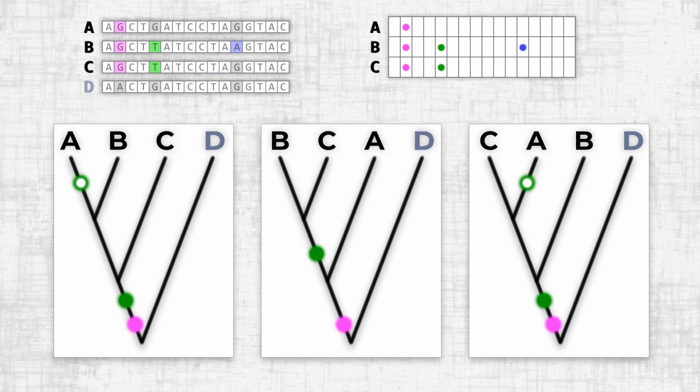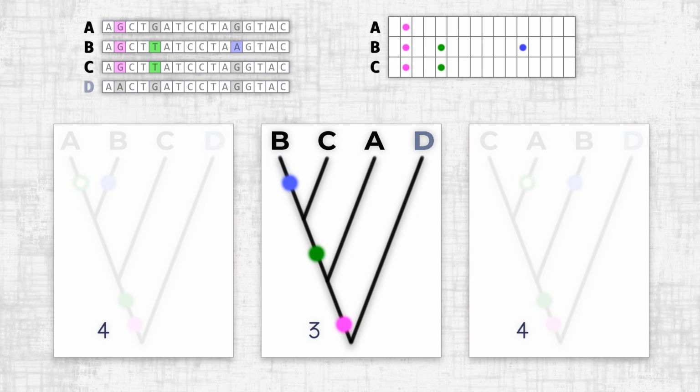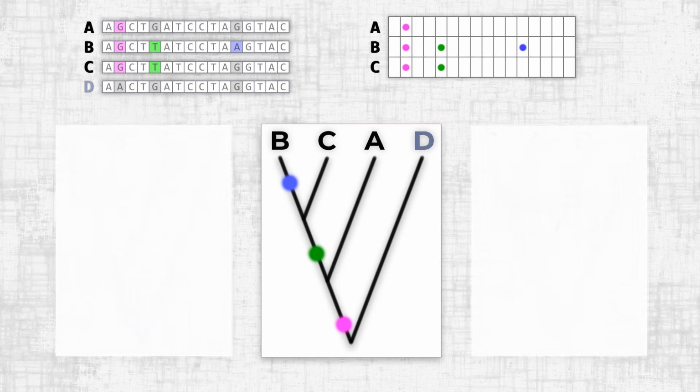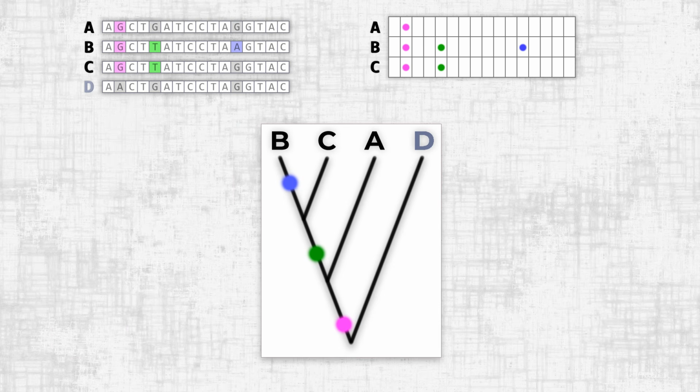Now we mark on the trees where the blue character could have appeared. We sum up the events for all characters. The second tree topology is the most parsimonious, most economical. It requires the smallest total number of mutations to explain all the observed differences. Therefore, in the maximum parsimony method, this is the tree we select.